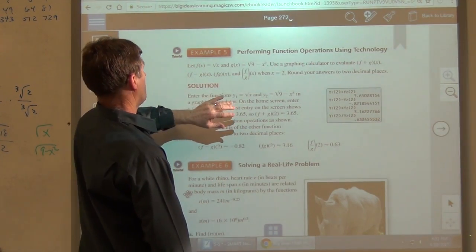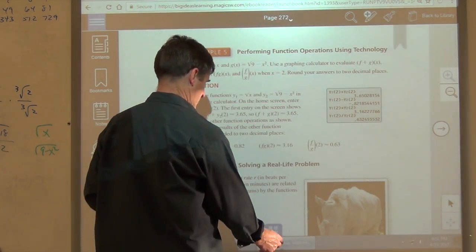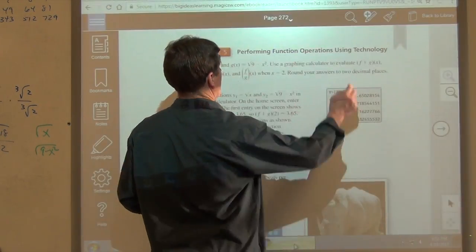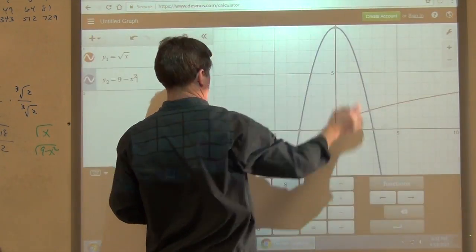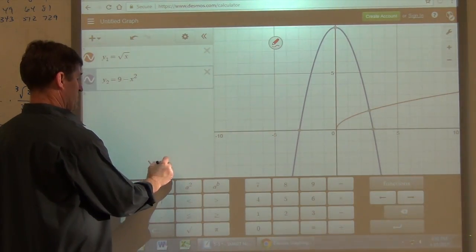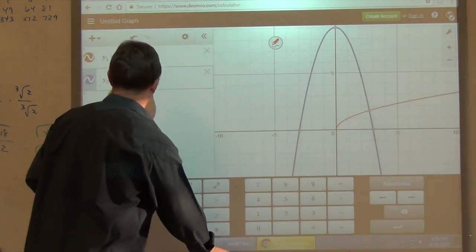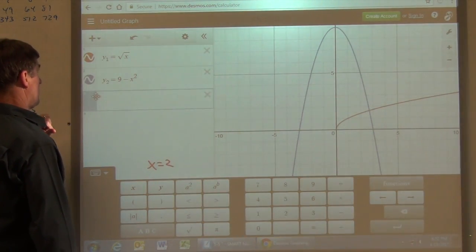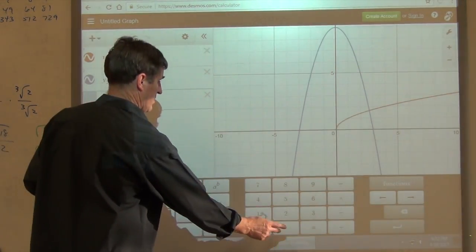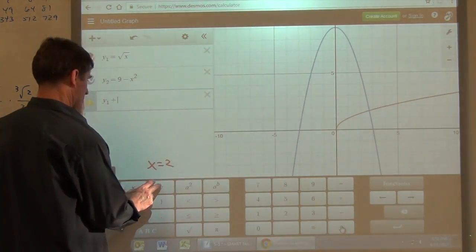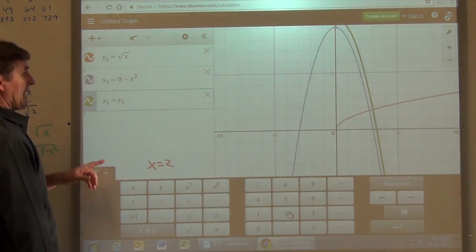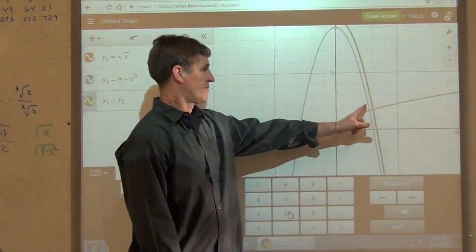And they want us to do it when x equals 2. Okay? So we go back to the graphing calculator. And so we're doing all of these. We want to know what we get when x equals 2. So now we go here, and we just type in, for addition, y1 plus y2. And it gives us a graph, okay?